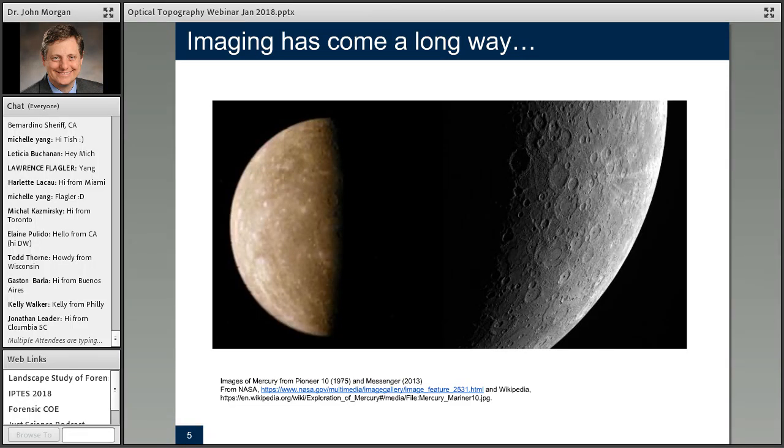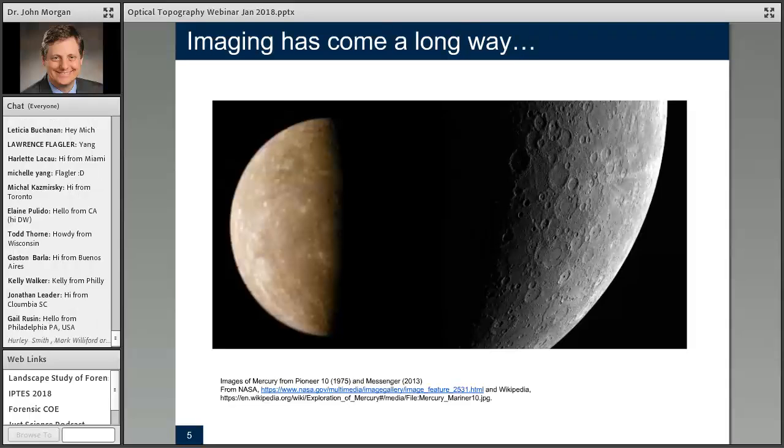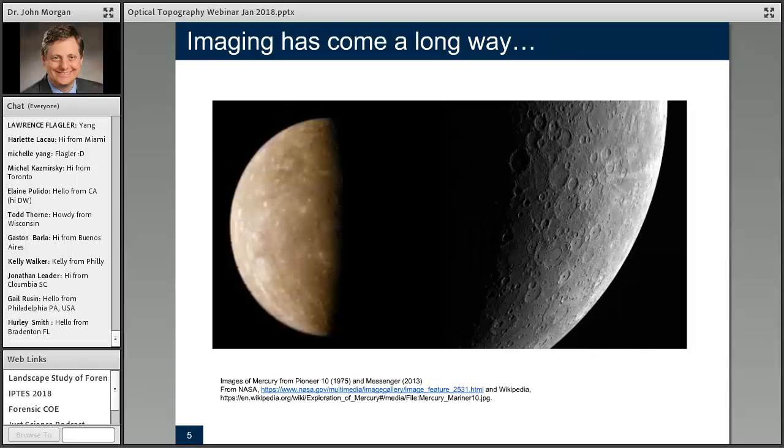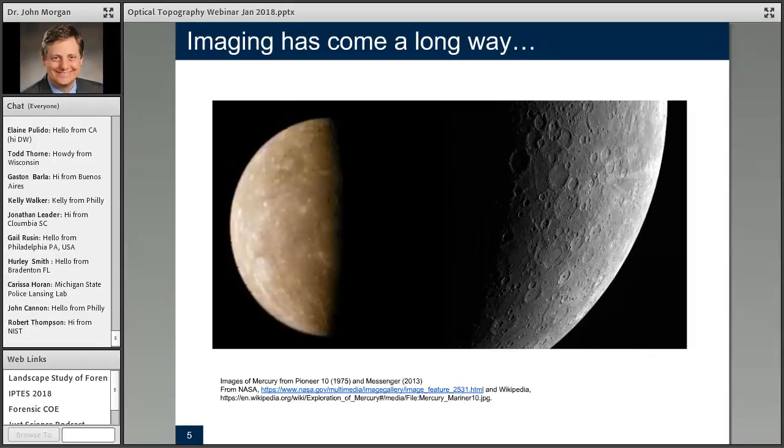So the bottom line here is that in the 90s, when the IBIS system was first developed by FTI, now Ultra FTI, the ability to image a bullet or casing was much less than it is today. And so I've given you, from a different perspective, what the difference is between what we might have been able to do in imaging 20, 30, 40 years ago and what we can do now.